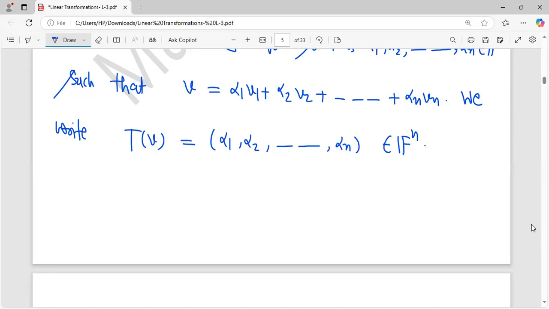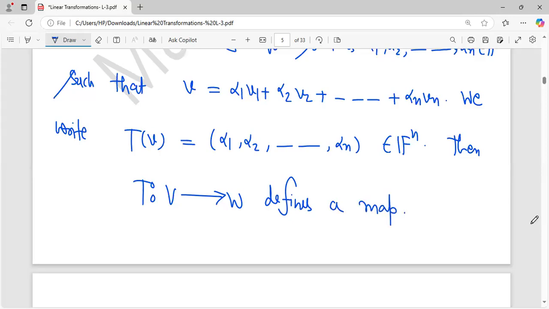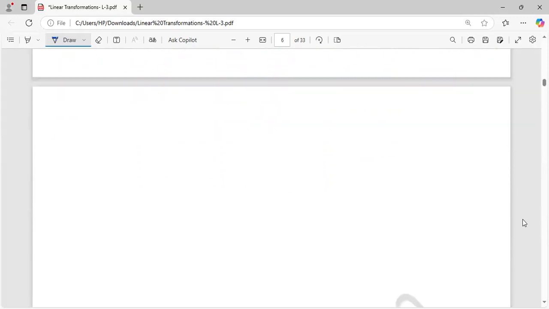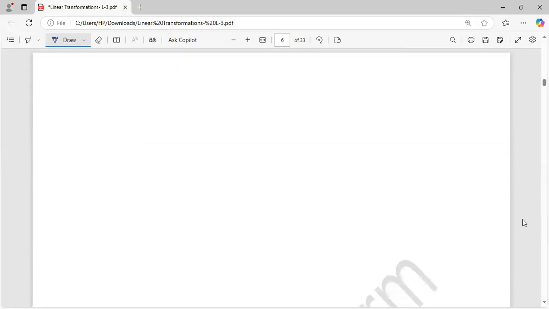Okay. Then T from V to F^n defines a map. Now we check T is a linear transformation.